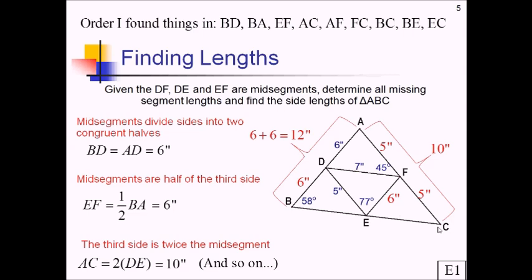And BC is the third side for midsegment DF. So BC is going to be twice as long as DF, so 14. And then BE is half of that, 7. And EC is also 7.